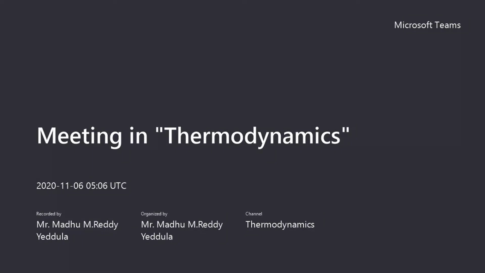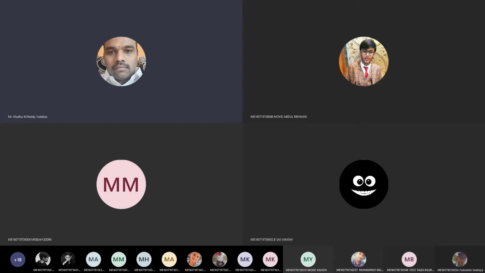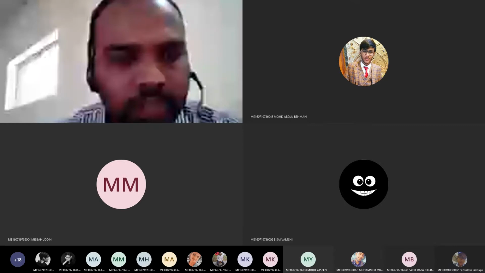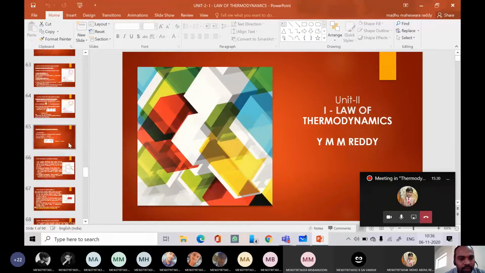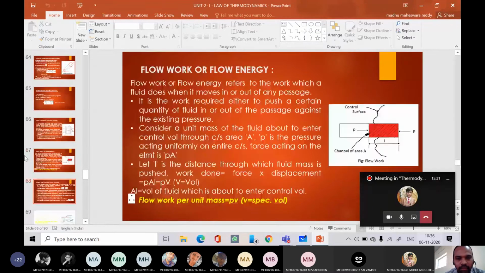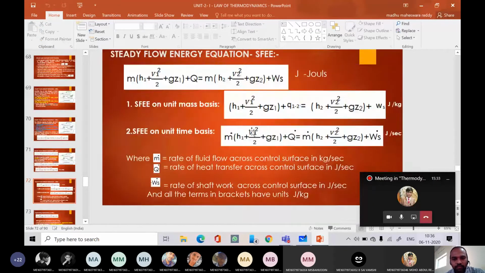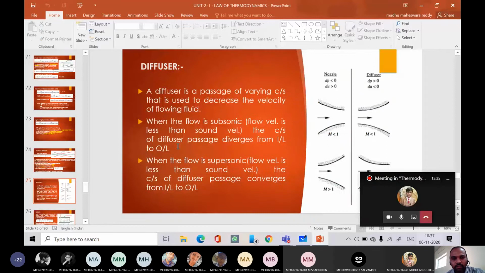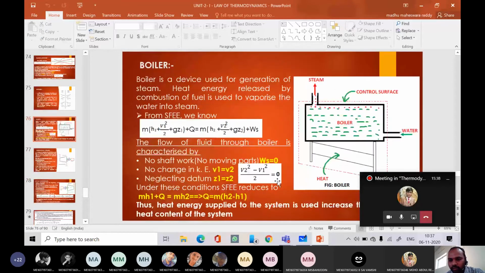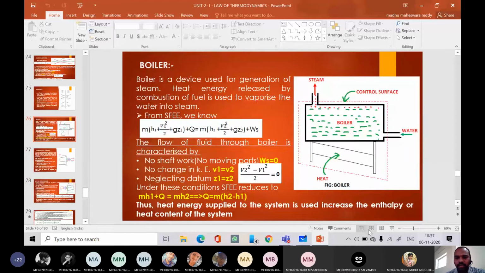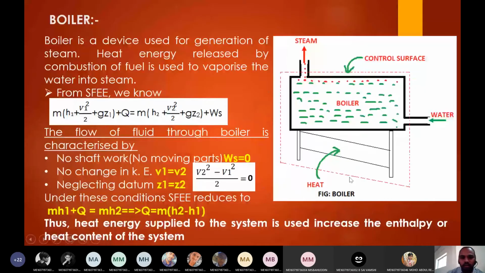We are discussing... In the last class, I completed the application of steady flow energy equation for the nozzle, then the diffuser is completed. Diffuser is also completed. Boiler is completed, I think, right? So now today we need to discuss about the turbine. In the last class, the application of the steady flow energy equation for the boiler.